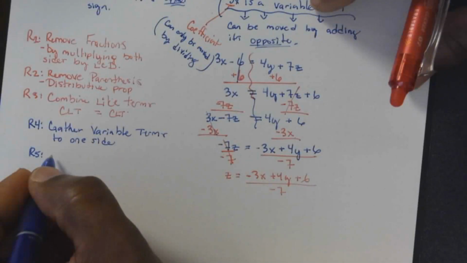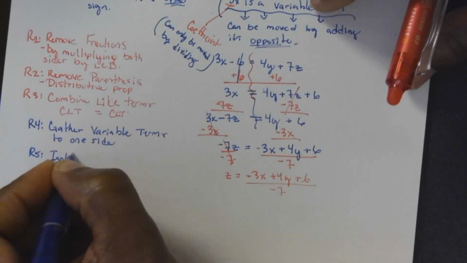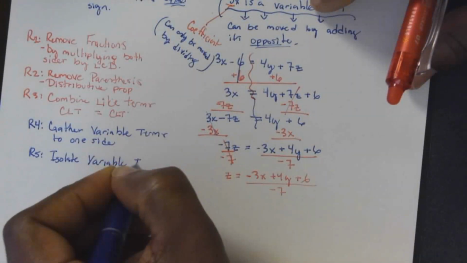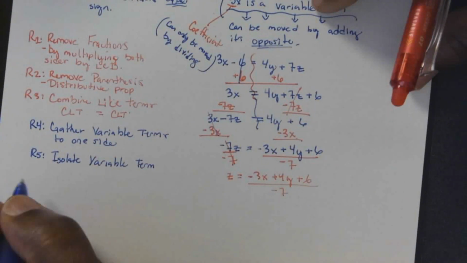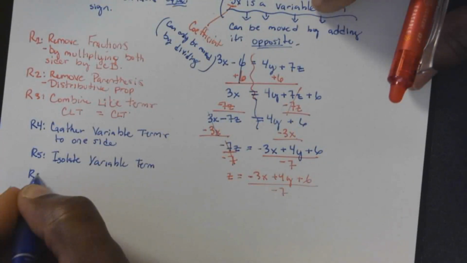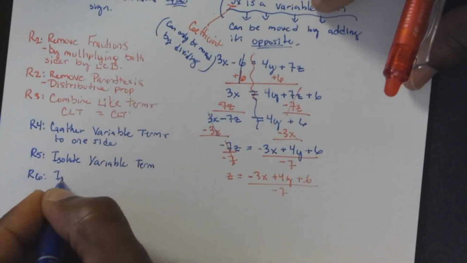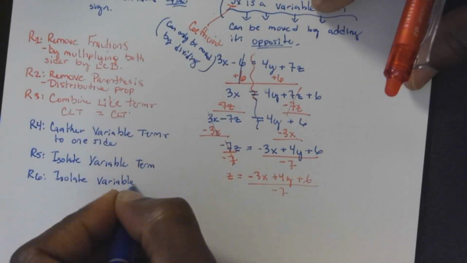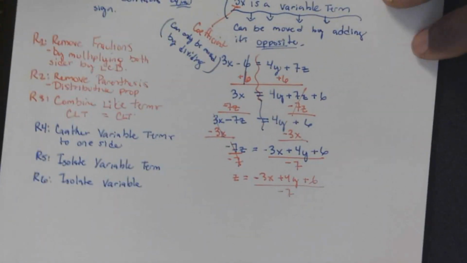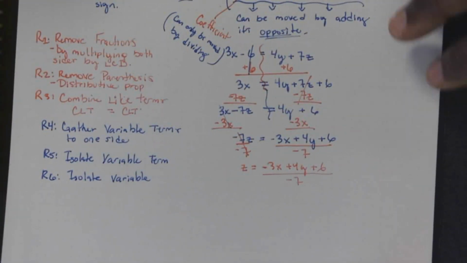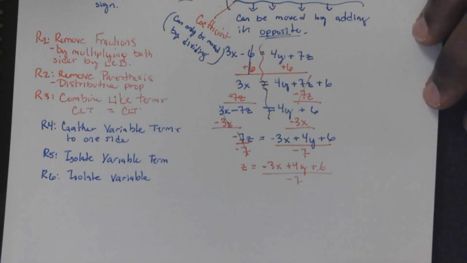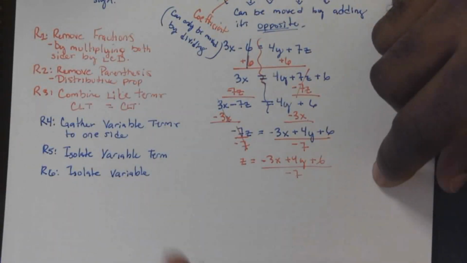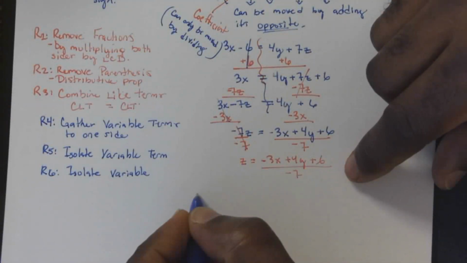All right? Rule 5 is isolate the variable term. So you're going to get the variable term by itself. And the last rule, rule 6, isolate the variable itself. All right? Rule 6 is where you end. So for us, it is where we're going to start. We're going to start at rule 6 and move up. All right, here we go.